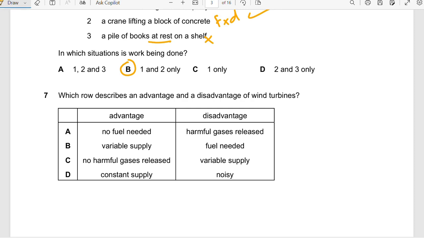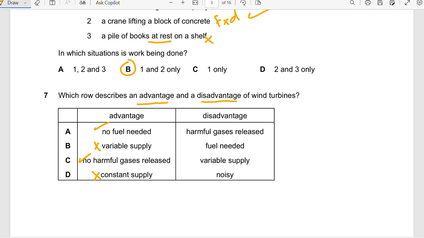Question 7. Which row describes an advantage and disadvantage of wind turbines? Let's read the advantages. No fuel needed. Yes, this is an advantage. Variable supply. No, this is not an advantage, because when the supply varies, it means it's not constant. This is not good. In C, they say no harmful gases released. Exactly, this is an advantage. D, constant supply. Actually, it doesn't give me a constant supply, because if there's no wind, there's no energy, right? So that's not an advantage.